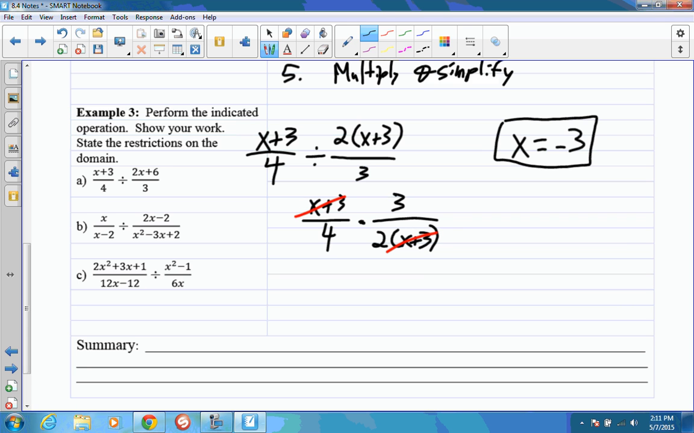I've canceled there. The x plus 3 is canceled. They become 1, right? So multiply across, what do we get, guys? And 3 times 1 is just 3. So what's on the bottom? There you go. Golden.